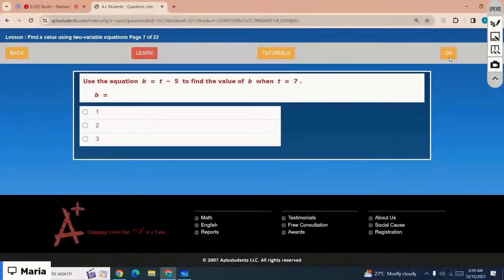Use the equation b equals t minus 5 to find the value of b when t equals 7. So which is the correct option? The correct option is 2.